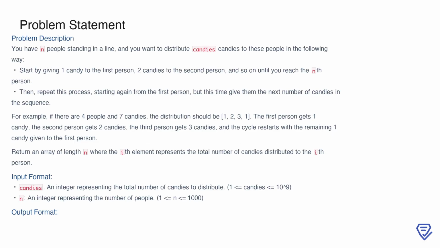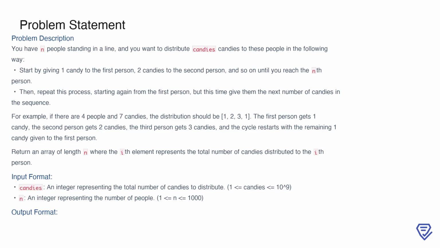In this problem, we have n people standing in a line, and our task is to distribute a given number of candies among them. The distribution follows a simple pattern. You start by giving 1 candy to the first person, 2 candies to the second person, and so on, incrementing the number of candies given to each subsequent person until you reach the nth person. Once you reach the end of the line, you circle back to the first person and continue the sequence with the next number. For example, if there are 4 people and 7 candies in total, the distribution would begin with the first person getting 1 candy, the second person getting 2, the third person getting 3, and the first person getting the remaining 1 candy when the sequence restarts.